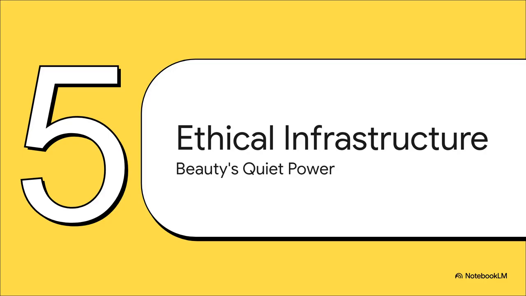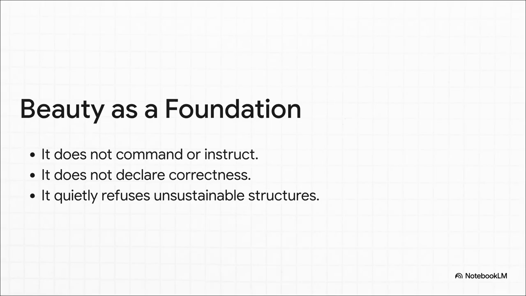So, what's the big takeaway here? If beauty is this foundational quality, what is its role when it comes to our ethics? The thing is, beauty acts as a minimal, almost invisible ethical infrastructure. It doesn't bark orders, it doesn't tell you what's right or wrong. Instead, its power is in what it quietly refuses. A beautiful structure, by its very nature, simply can't support violence or strain for very long. Its own form just rejects it.